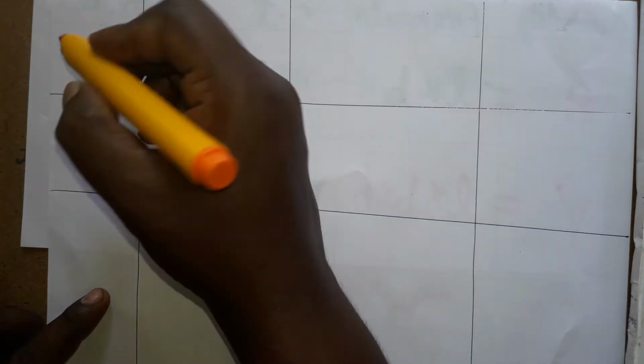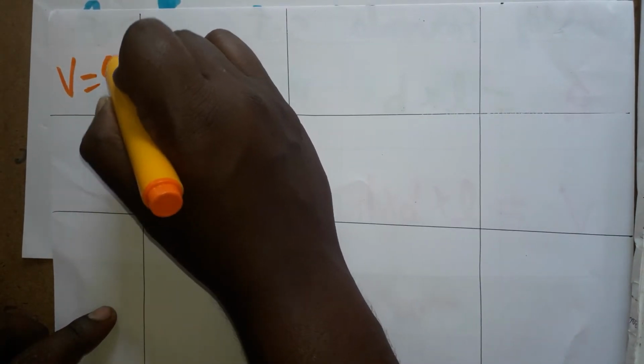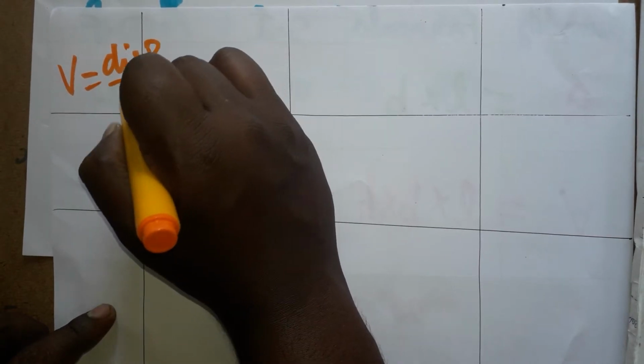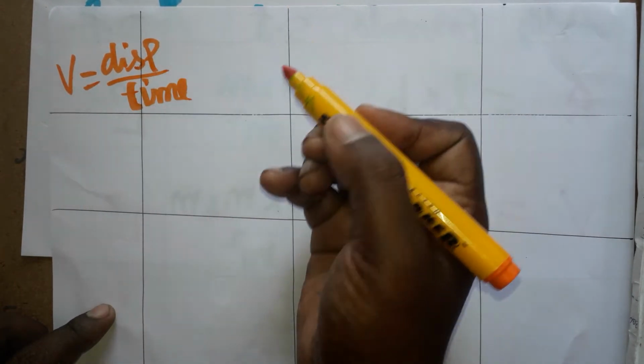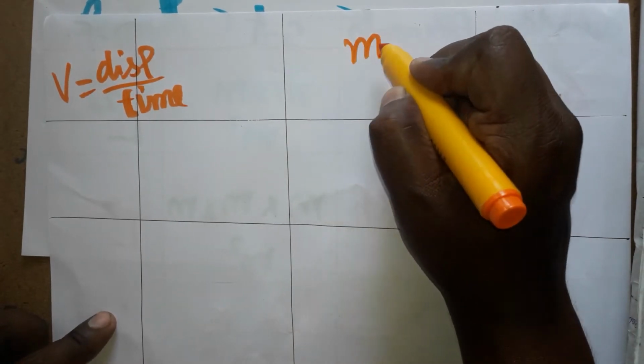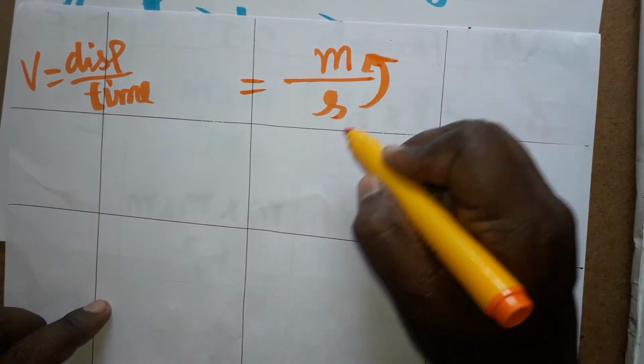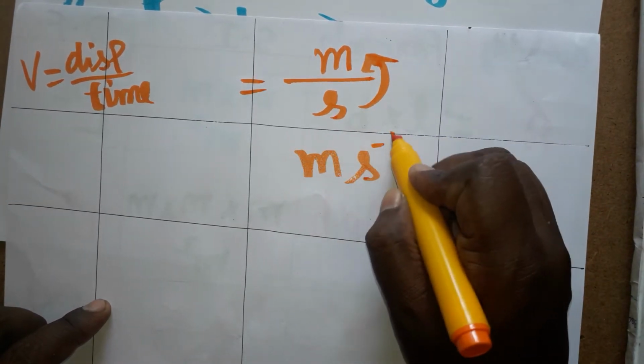The next thing, acceleration and velocity. V is the symbol of velocity. Velocity is equal to displacement by time. The displacement unit is meter, and the time unit is second. Taking the second from the denominator to the numerator, you will get meter second minus 1.